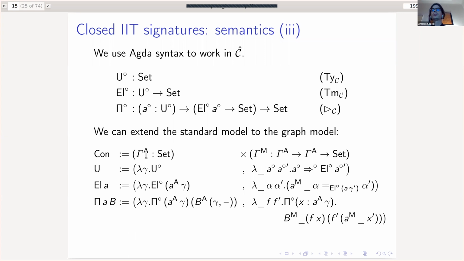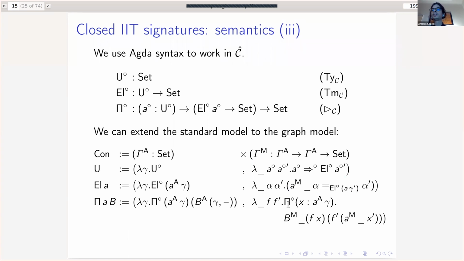But if I just look at contexts, these are graphs, because I have a set and a doubly indexed set over the other set. So these are the edges and these are the vertices. And I can extend the interpretation of U, EL, and pi to this graph model as well. The interpretation of U in the graph model will be functions between the two different codes. So I have a code A0 and I have a code for a type A0 prime, and I interpret this with a function between these. And for EL, I will interpret it with an equality.